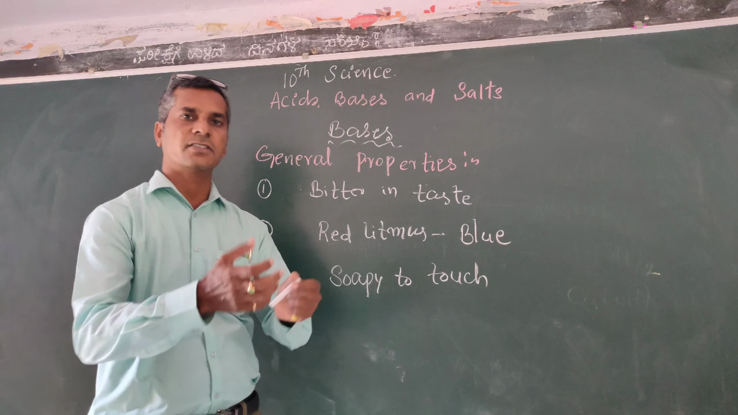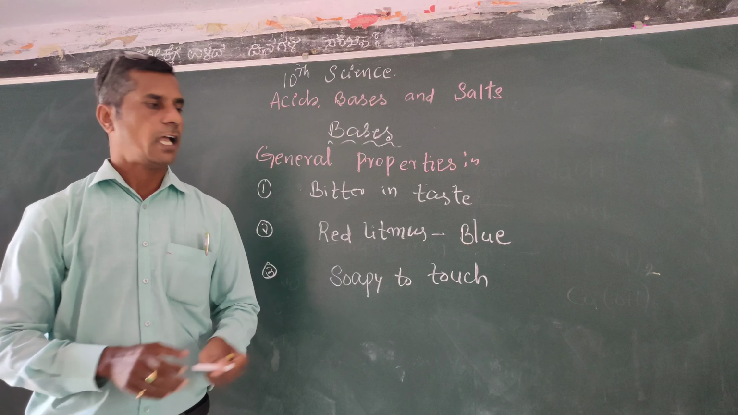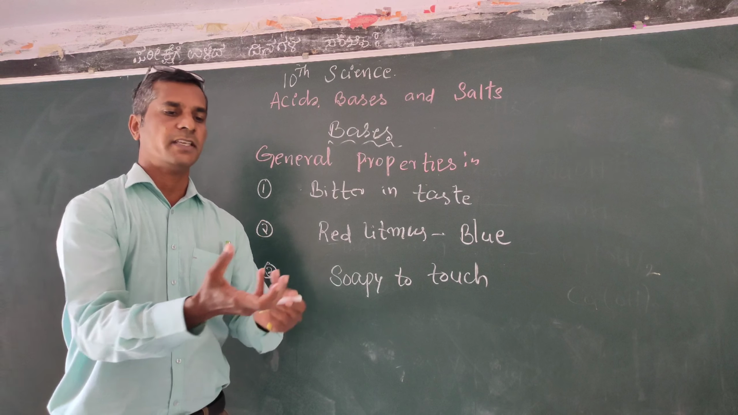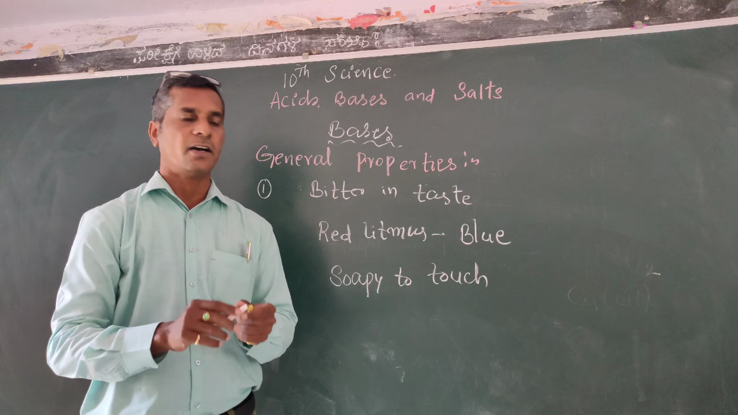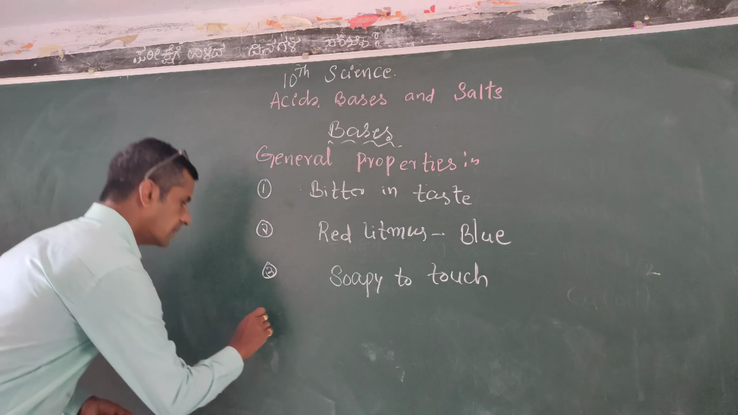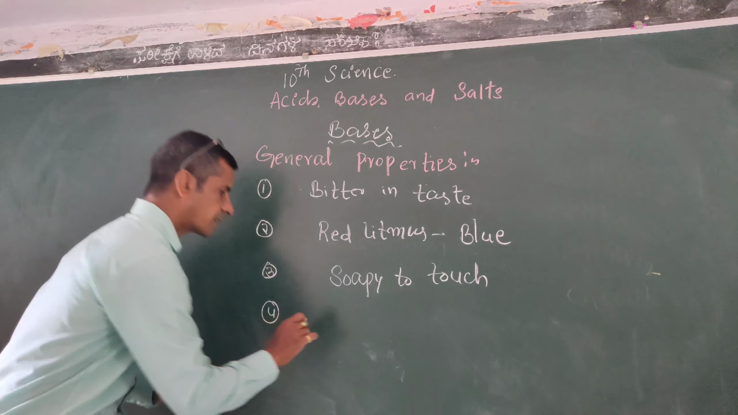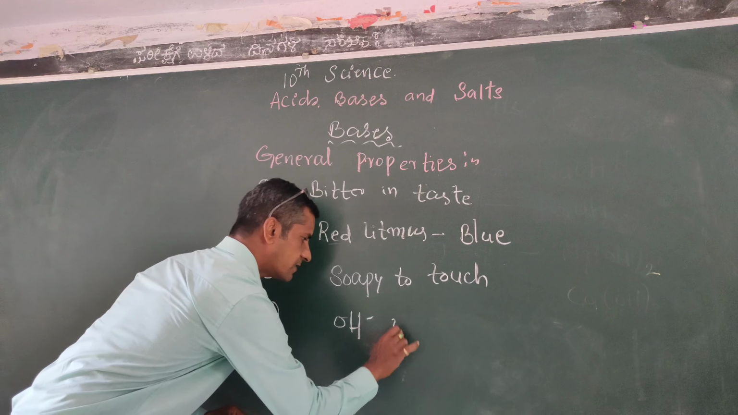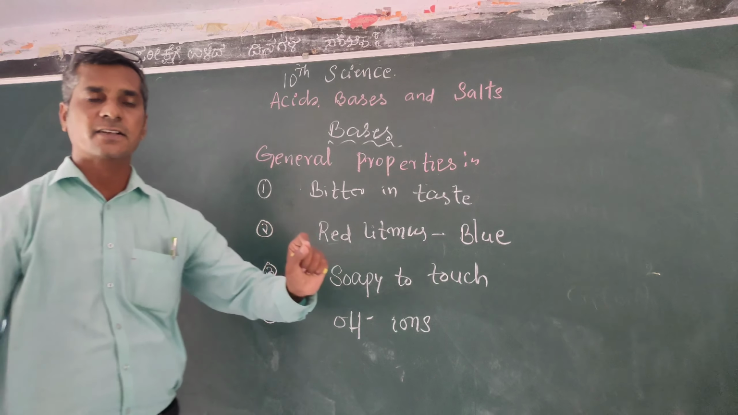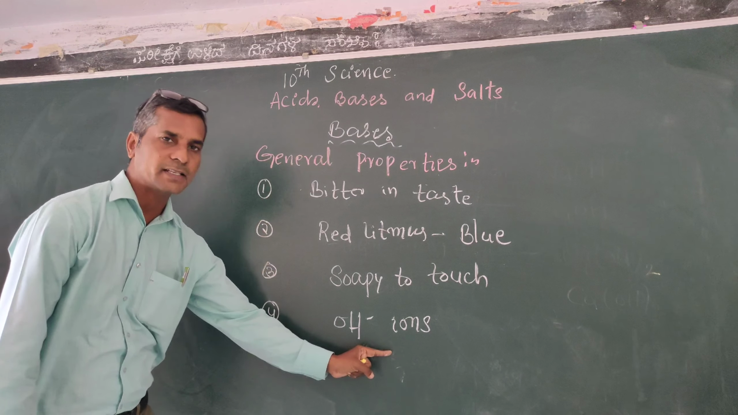Let's take a small example. Have you ever caught a fish? Whenever you catch the fish, it easily slips out. Have you experienced that whenever you hold the soap, it easily slips down because it is very soapy to touch. In the same way, very important, the bases contain OH minus ions, that is hydroxide ions. As acids contain H plus ions, bases contain OH minus ions.